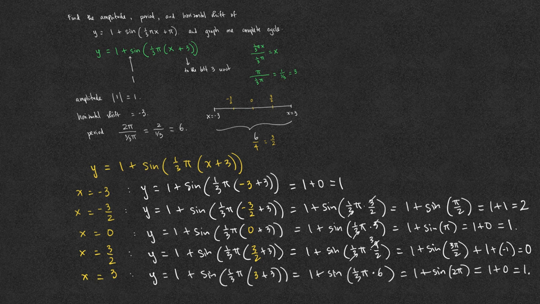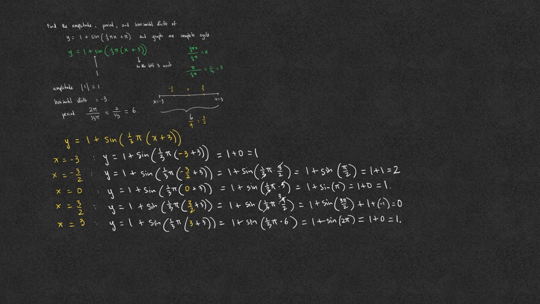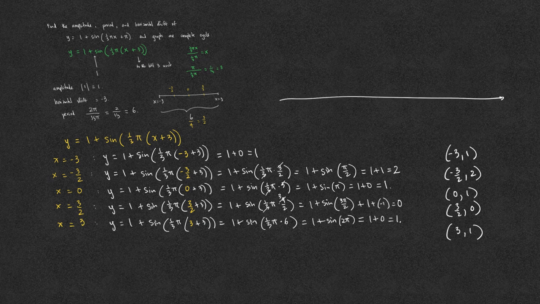The 5 points we end up with are, the first one is when x equals negative 3, y is 1. The second point, x is negative 3 over 2, y is 2. The third point, when x equals 0, y is 1. The fourth point, when x is 3 over 2, y is 0. And the last point, when x equals 3, y equals 1. We then plot these 5 points in the xy plane.